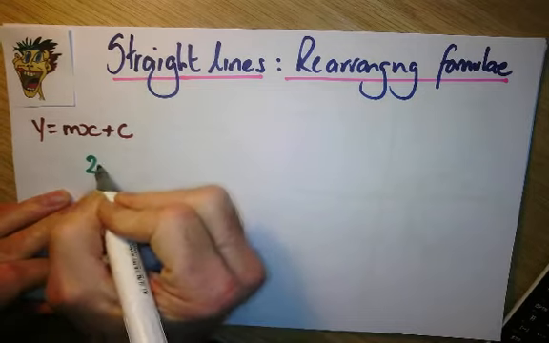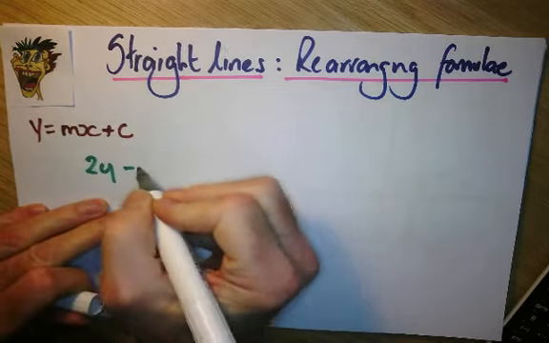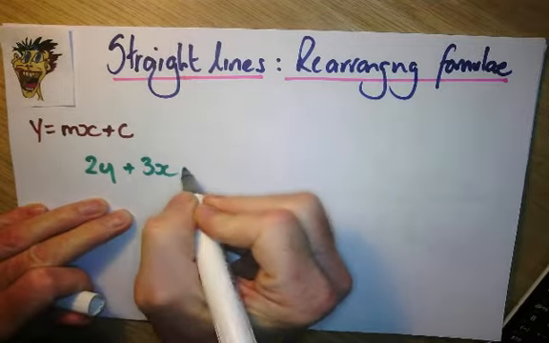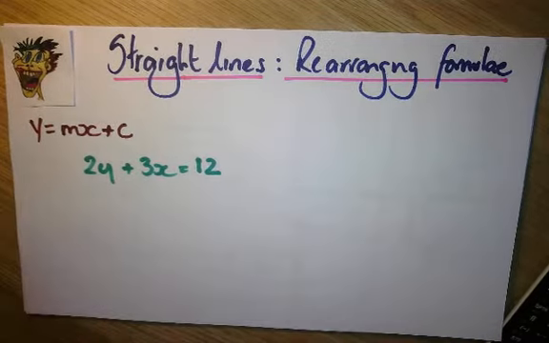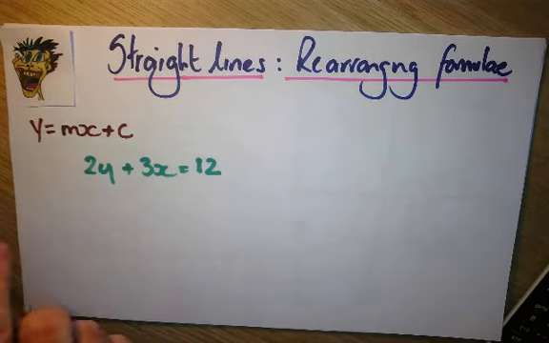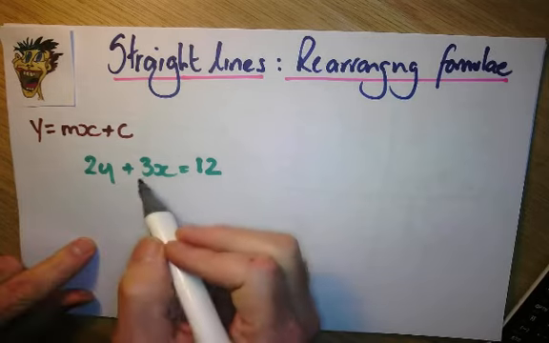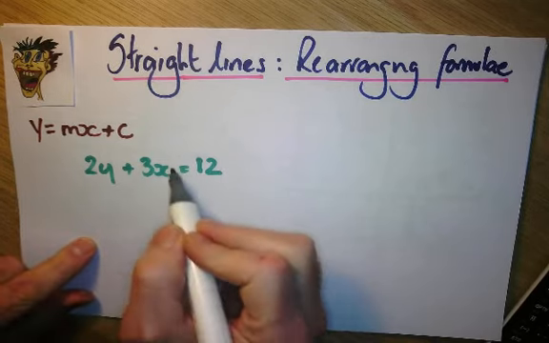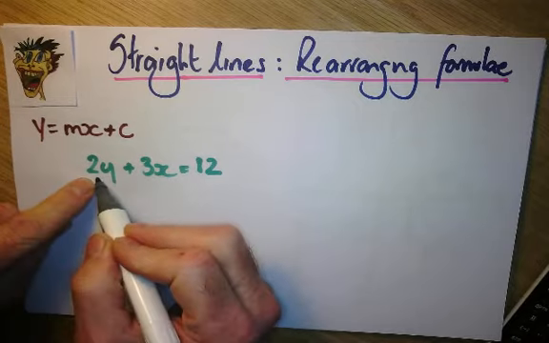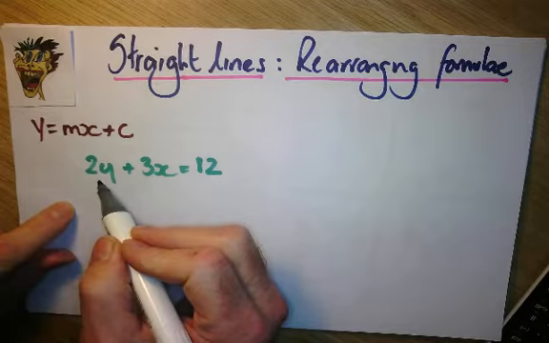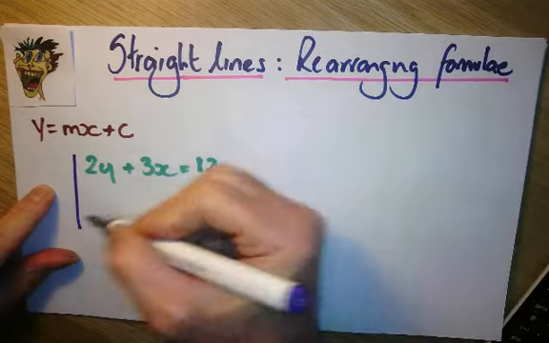So for instance, 2y plus 3x equals 12. Now, we want to rearrange this so that it looks like this one here. So in order to do that, I need to do two things. I need to get rid of this side here because it's got no x's there, and I need to make that 1. So there are two things I've got to do. So I'm going to do it this way.